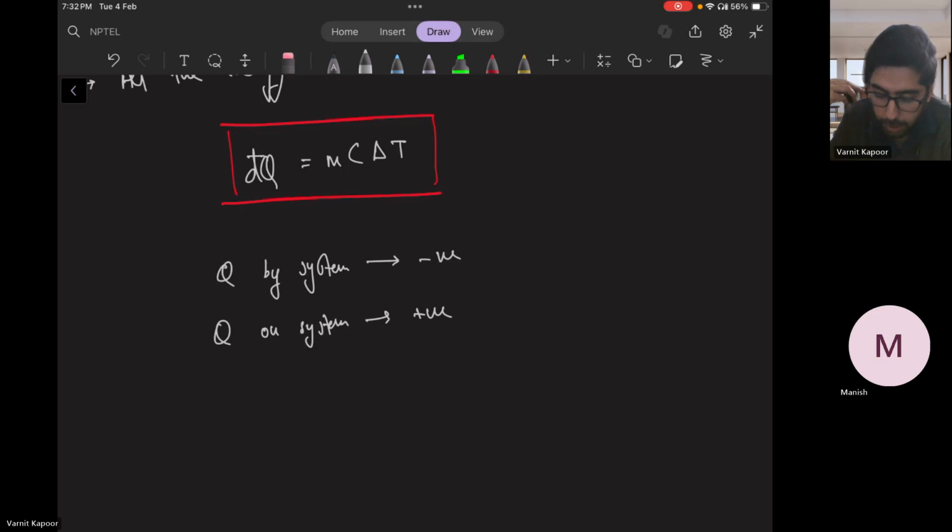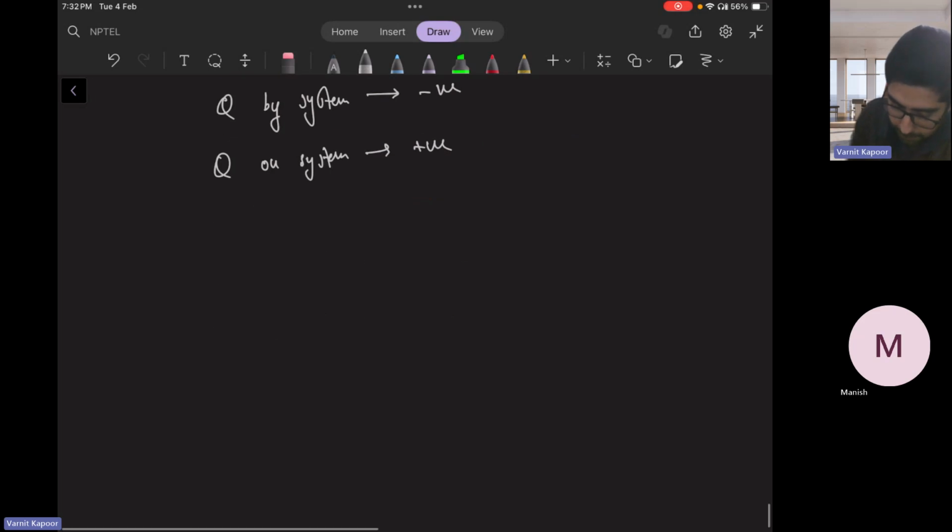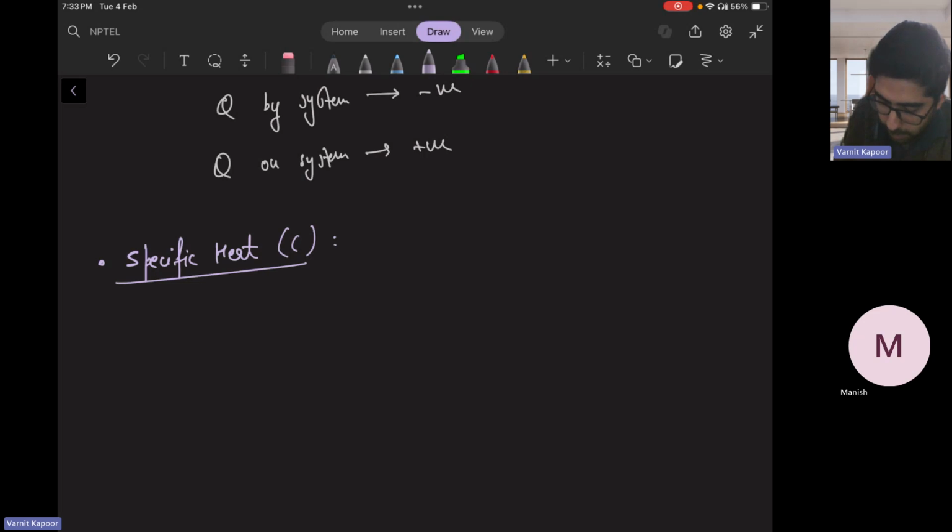All right. Now, what's a specific heat? As I said, c is the specific heat. So specific heat c can be written as dq by m into delta T. It is nothing but the amount of heat required to raise the temperature of unit mass by unit temperature difference. Pretty simple.